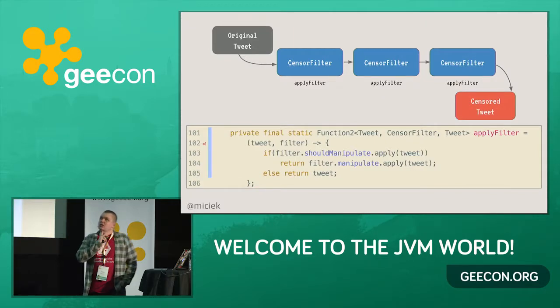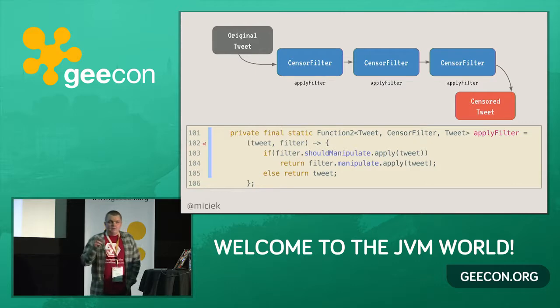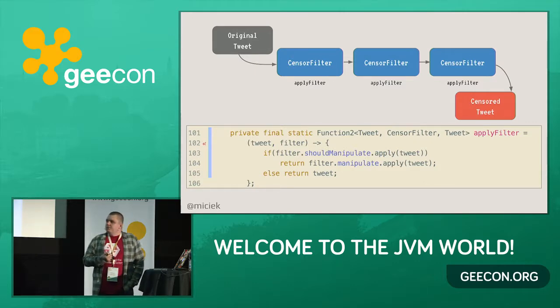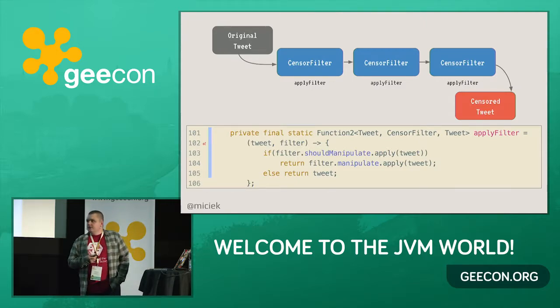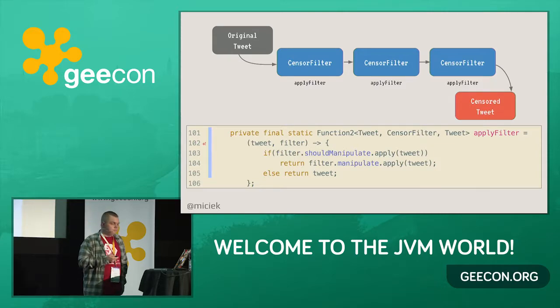In our case, we want to fold the sensor filter list, right? So we need to put, again, as the initial value, the original tweet, and the function that we want to apply for every element, called apply filter, a function that takes 2 parameters, a tweet and a filter, and returns a new tweet. And of course, if the tweet should be manipulated, we return a new manipulated tweet, and else we just return the current tweet that has been passed to this function.